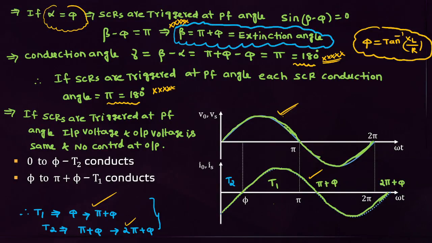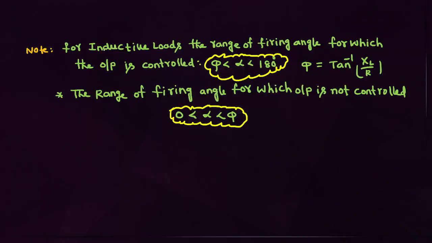Consider the V0 waveform and the Vs waveform, the input waveform, and this is the current waveform. The current waveform is lagging because of the inductive load. But I am talking about voltage waveforms. The input waveform and output voltage waveform are the same. Then there is no control at the output side. This is very important. Based on this only, questions are framed in the GATE exam. It is a repeated question in GATE exams.